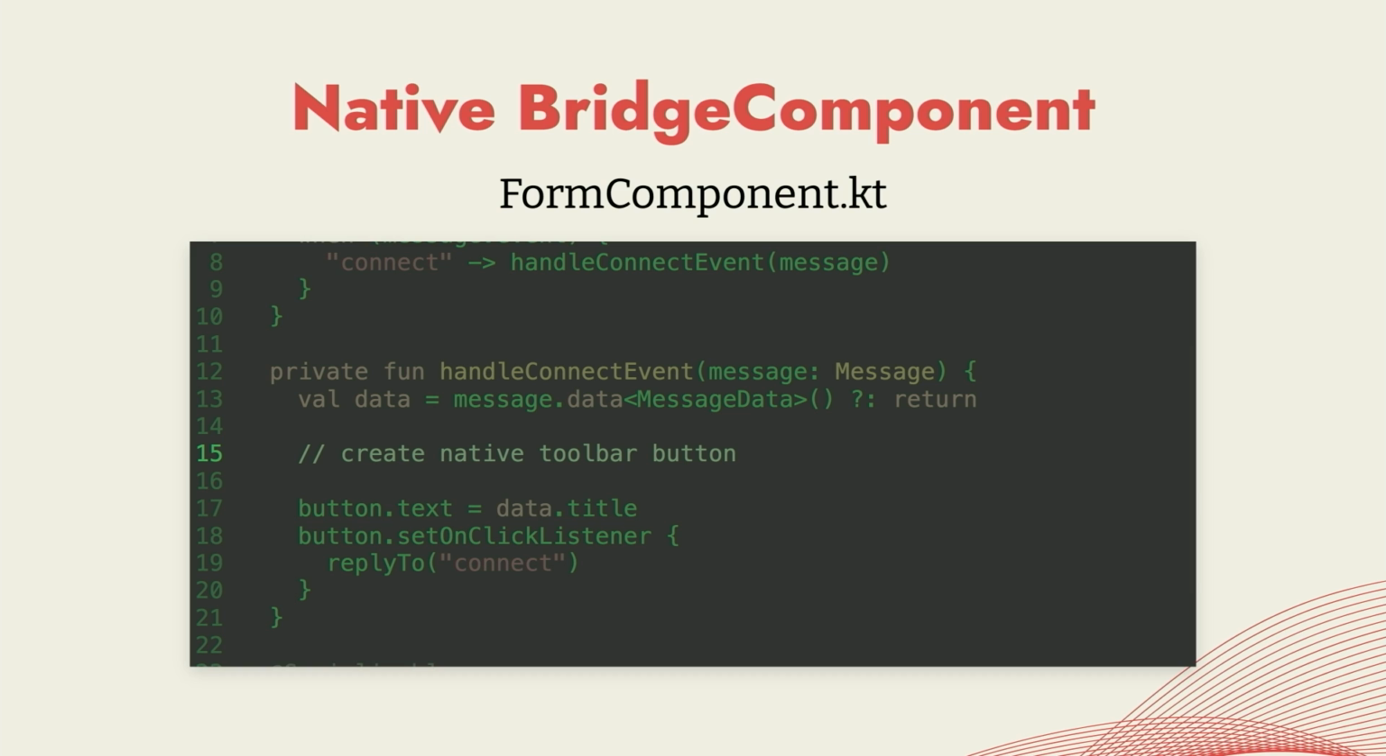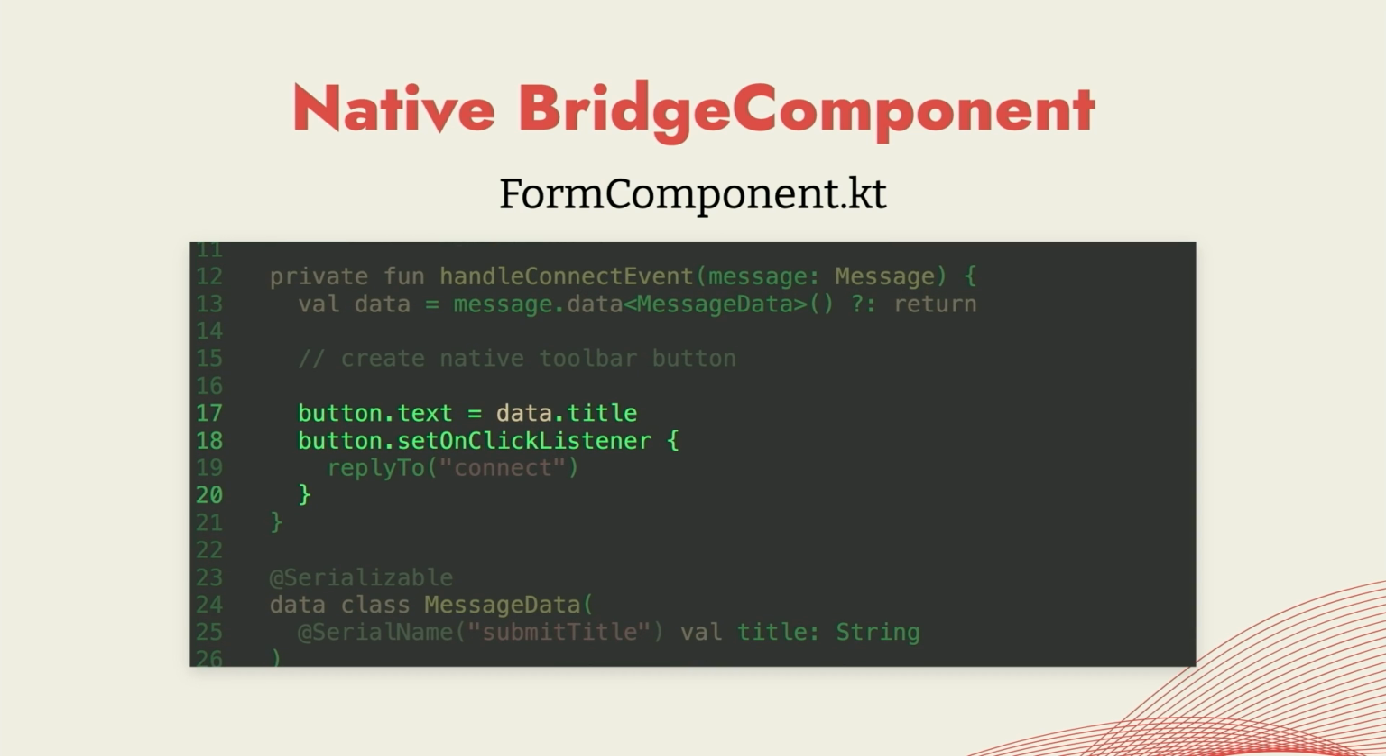We're going to create the native toolbar button and place it in the toolbar. I've got this for the sake of the presentation. I don't have all the code here. But if you want to look at our Turbo native demo apps, we've got all this code and more as examples. So we created our native button, and we put it in the toolbar. We're going to set the text as the title coming in from the data in the message.